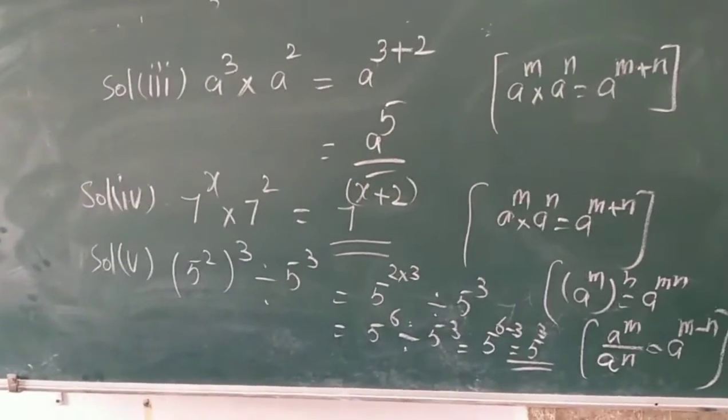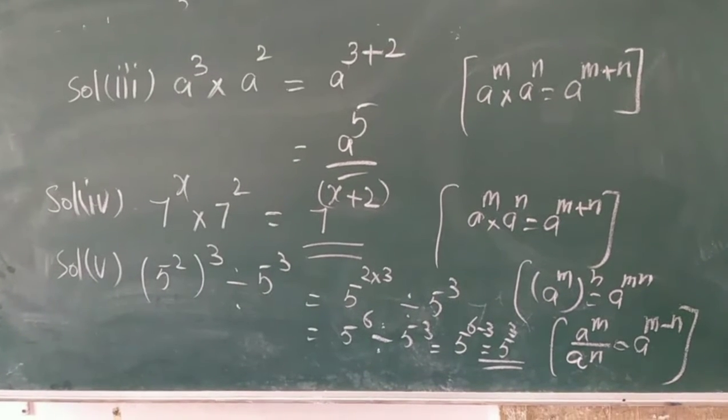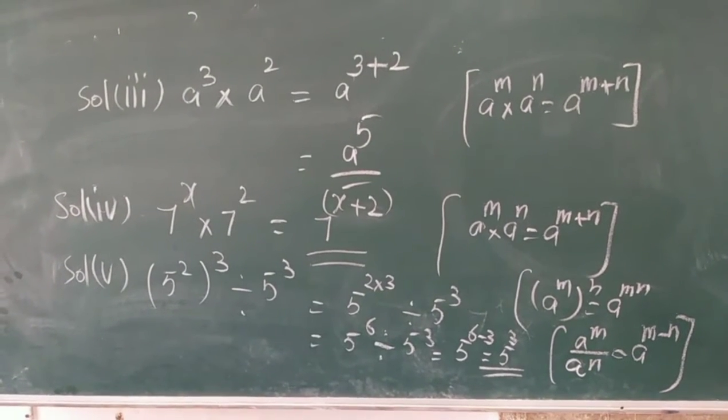A raised to m divided by a raised to n is equal to a raised to m minus n. Understood? This is the second law.